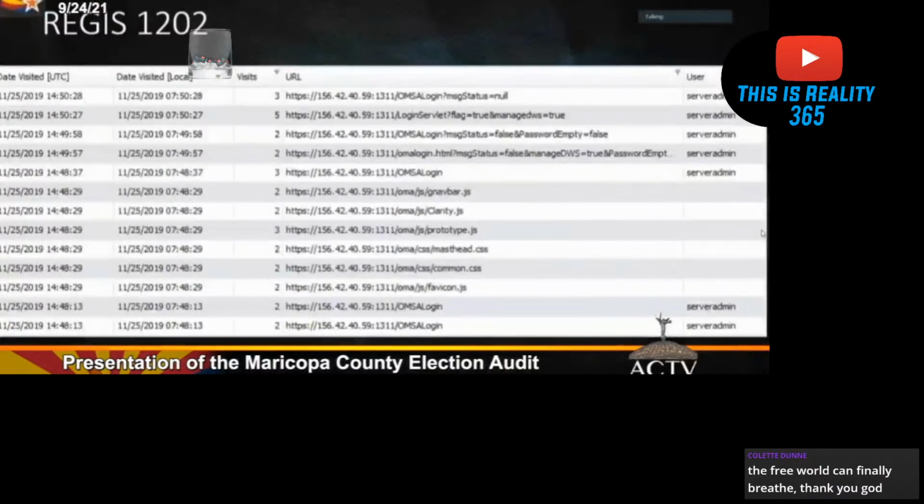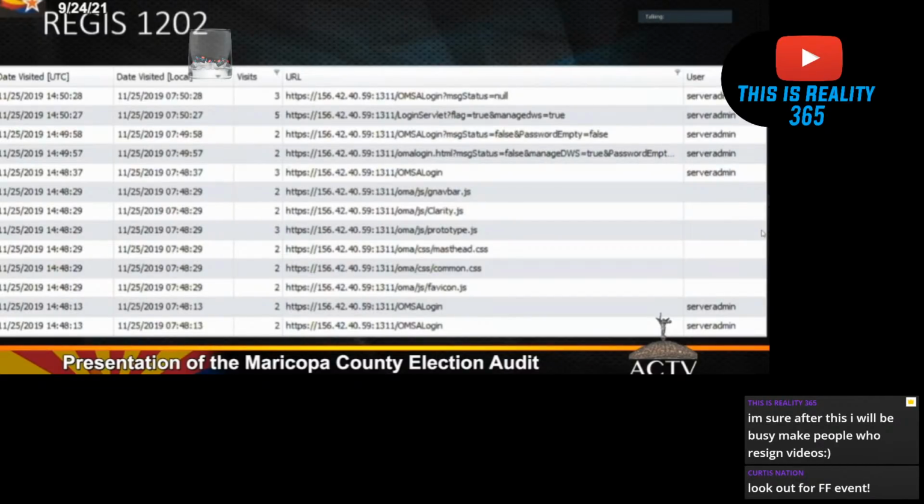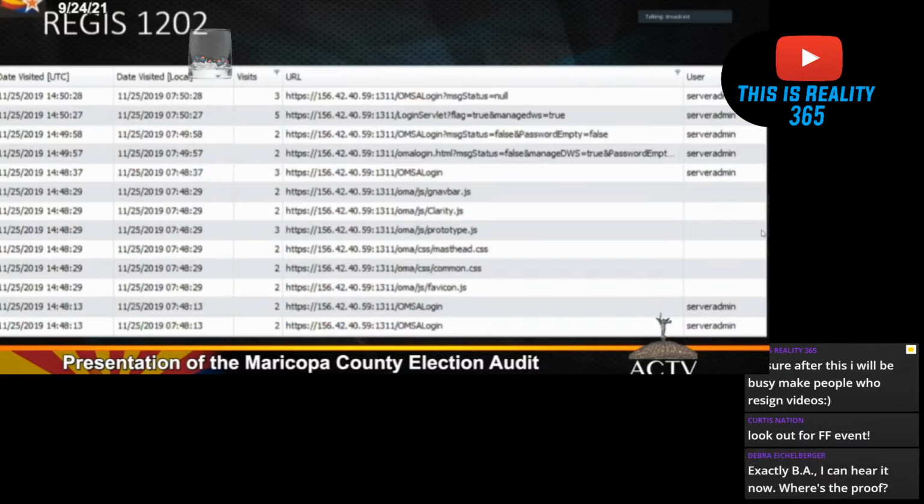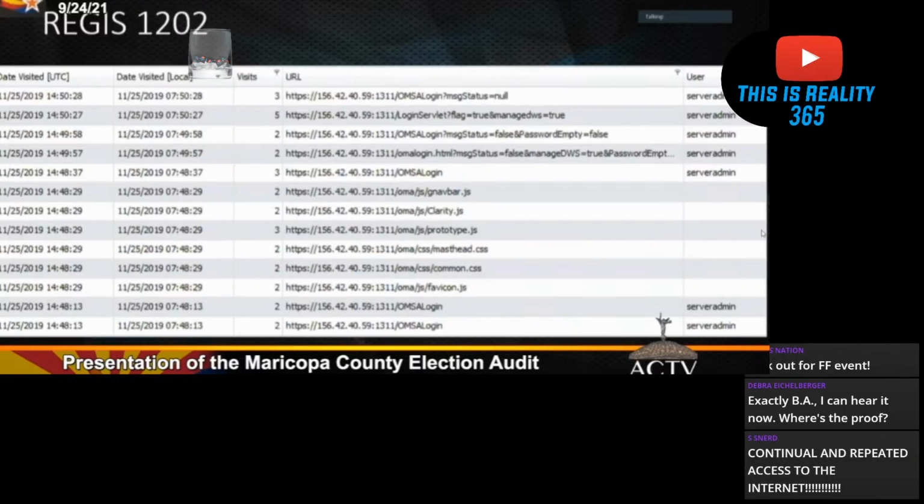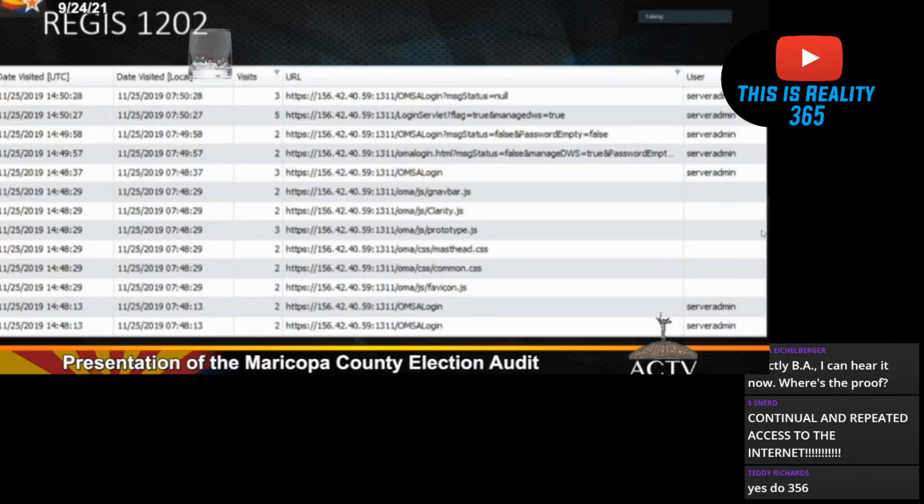Okay. This is the Regis 1201, and that, by the way, is the host name, not the function of this device. And once again, you see repeated access. That IP address is actually the public IP address for the Maricopa.gov public URL. Next slide.